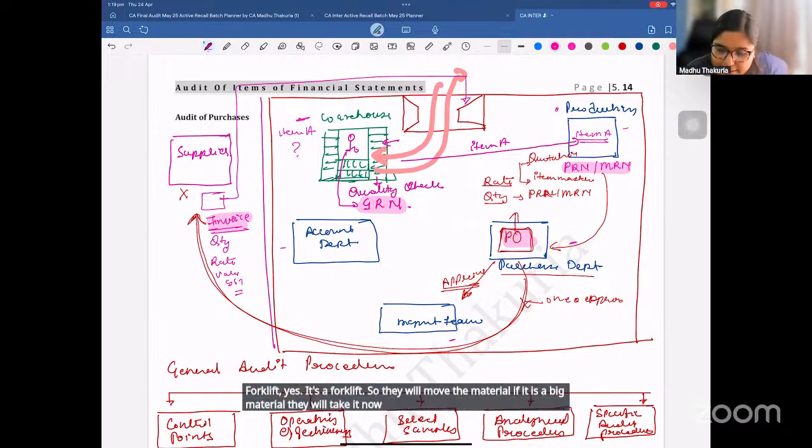Now, you remember this material came with an invoice. So where does the invoice go now?